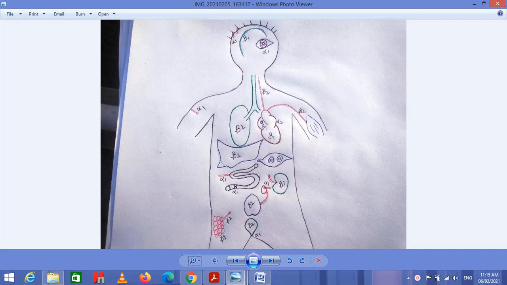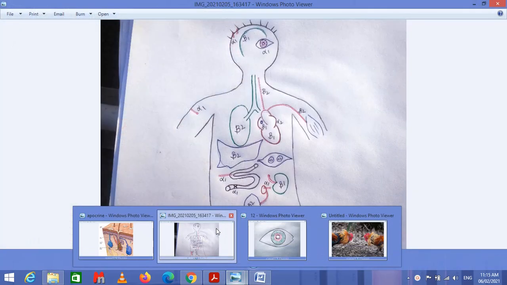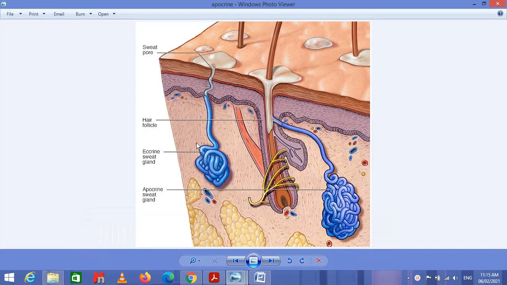Moreover, the alpha 1 receptors are also present in the sweat glands. Not all the sweat glands contain the alpha 1 receptor. The sweat glands which are present in the armpits, in this area and in this groin area. There are two types of sweat gland. I'm going to show you two types of sweat gland: the eccrine sweat gland, which opens directly to the skin, and the apocrine sweat gland, which opens with the hair. This is called the apocrine sweat gland. So this apocrine sweat gland contains the alpha 1 receptor. The alpha 1 receptors present on this apocrine sweat gland are present in the armpits and in the groin area.